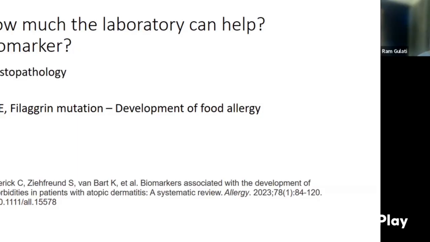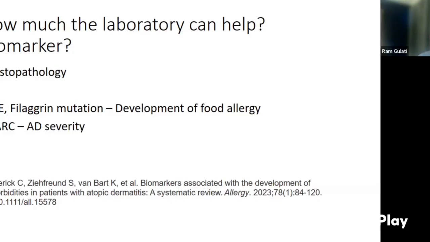And similarly, if you look at the TARC, it has been shown that it may be a marker of having a more severe atopic dermatitis manifestation or phenotype, as compared to if you don't have an increase in the TARC. But we yet have to wait for a biomarker.